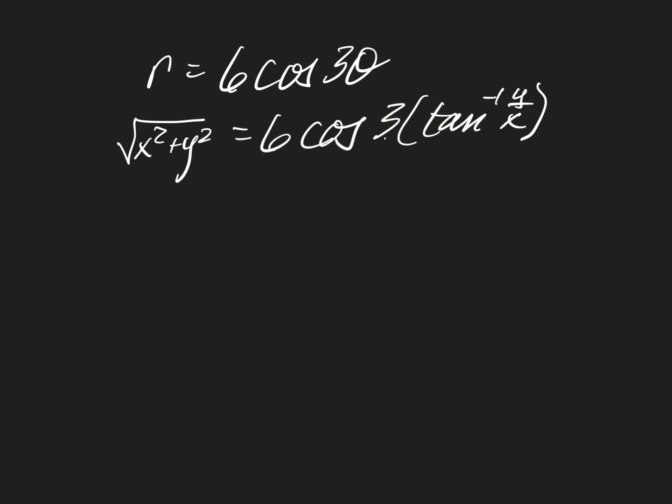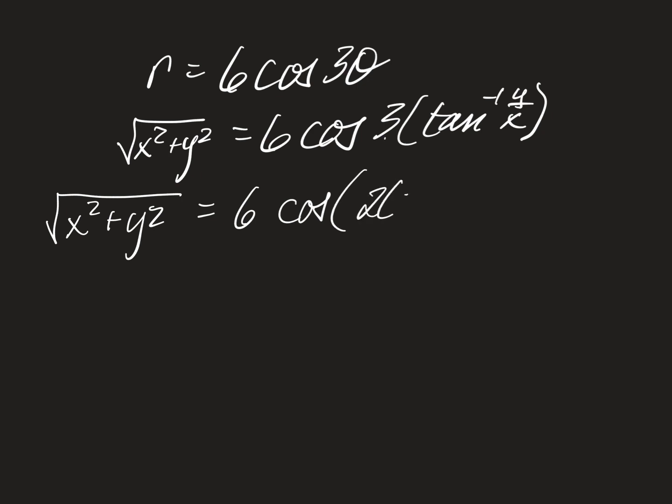Now, we've never learned the formula for 3 times an angle, but we're going to learn it right now and how to rewrite this. What you first do is you divide this up into cosine of 2 times the angle plus 1 times the angle.